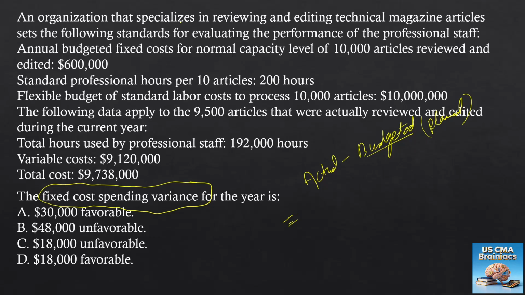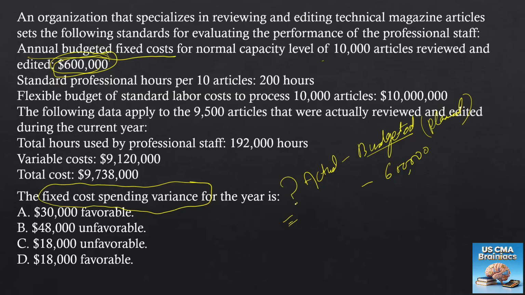An organization that specializes in reviewing and editing technical magazine articles sets the following standards for evaluating the performance of the professional staff. Annual budgeted fixed cost for the normal capacity level of 10,000 articles reviewed and edited: 600,000. So here the annual budgeted fixed cost is 600,000. Clear? Now we need to find the actual.